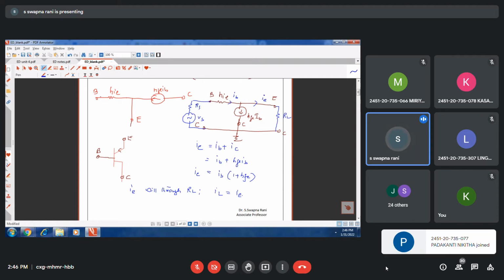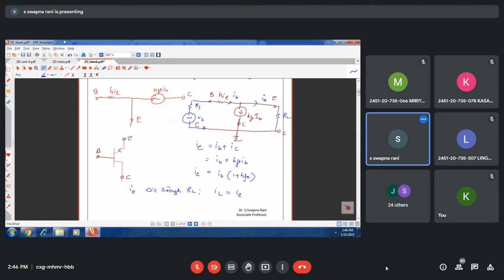Now we will find the input impedance first. All of you see here, what is the input impedance? Now how will you find the input impedance?